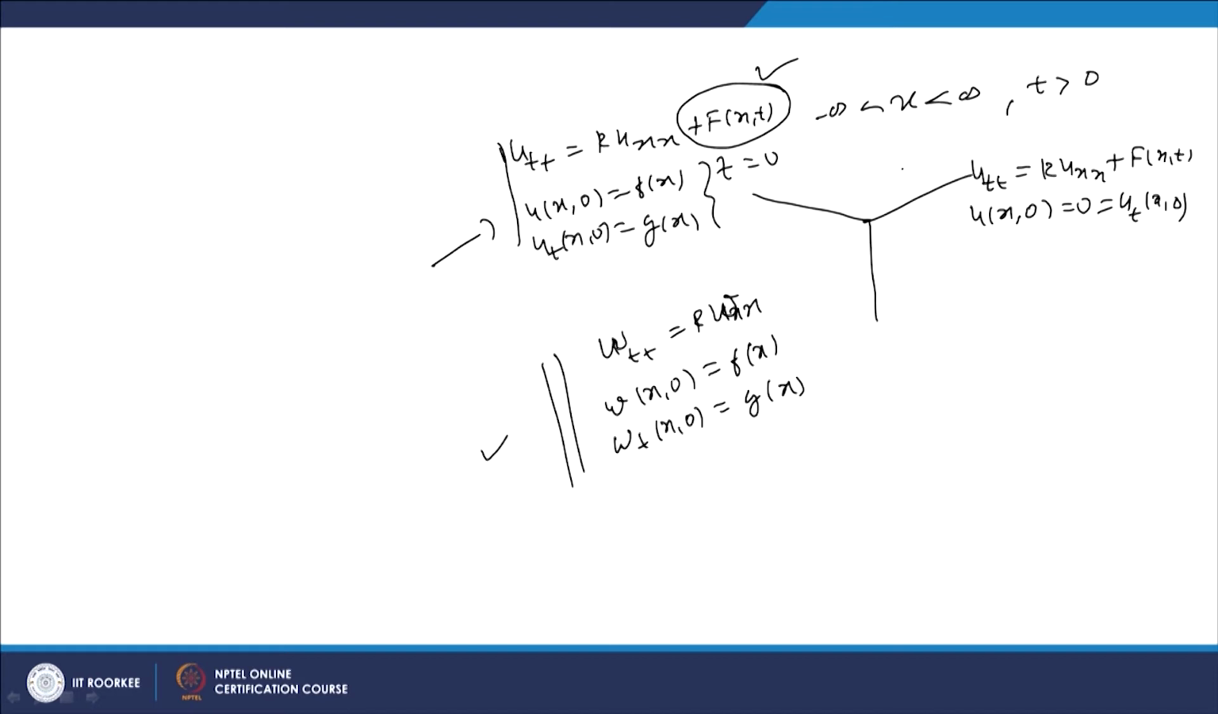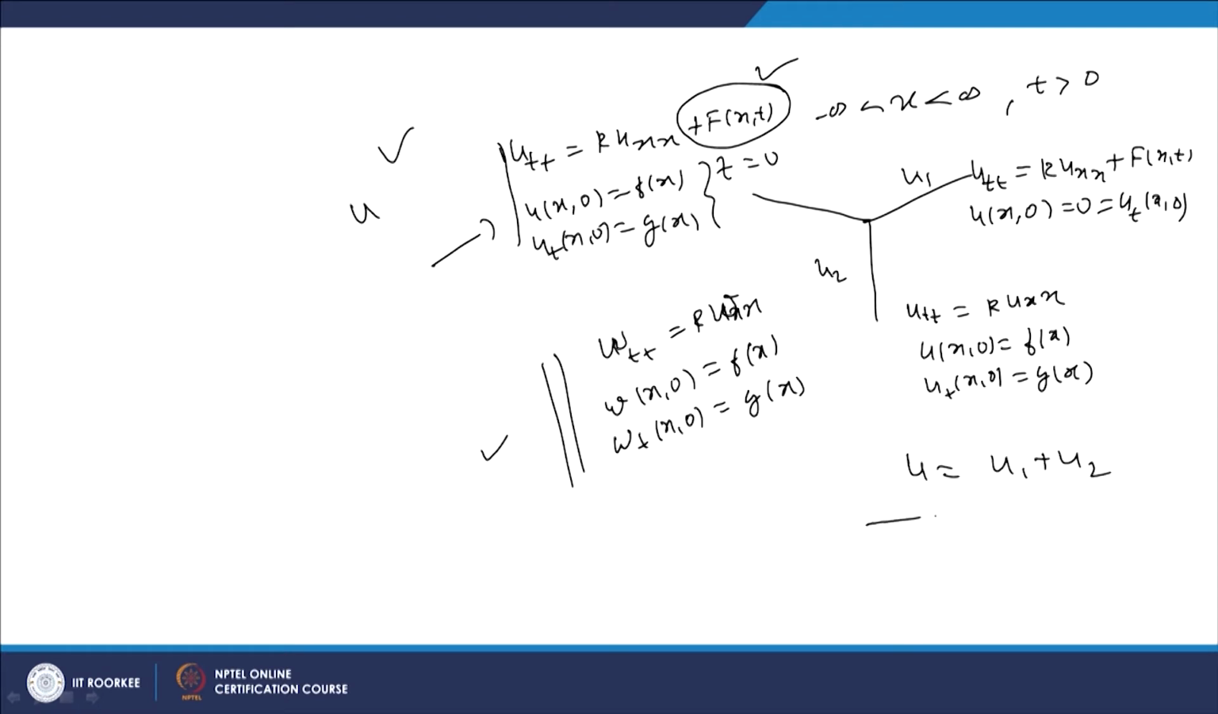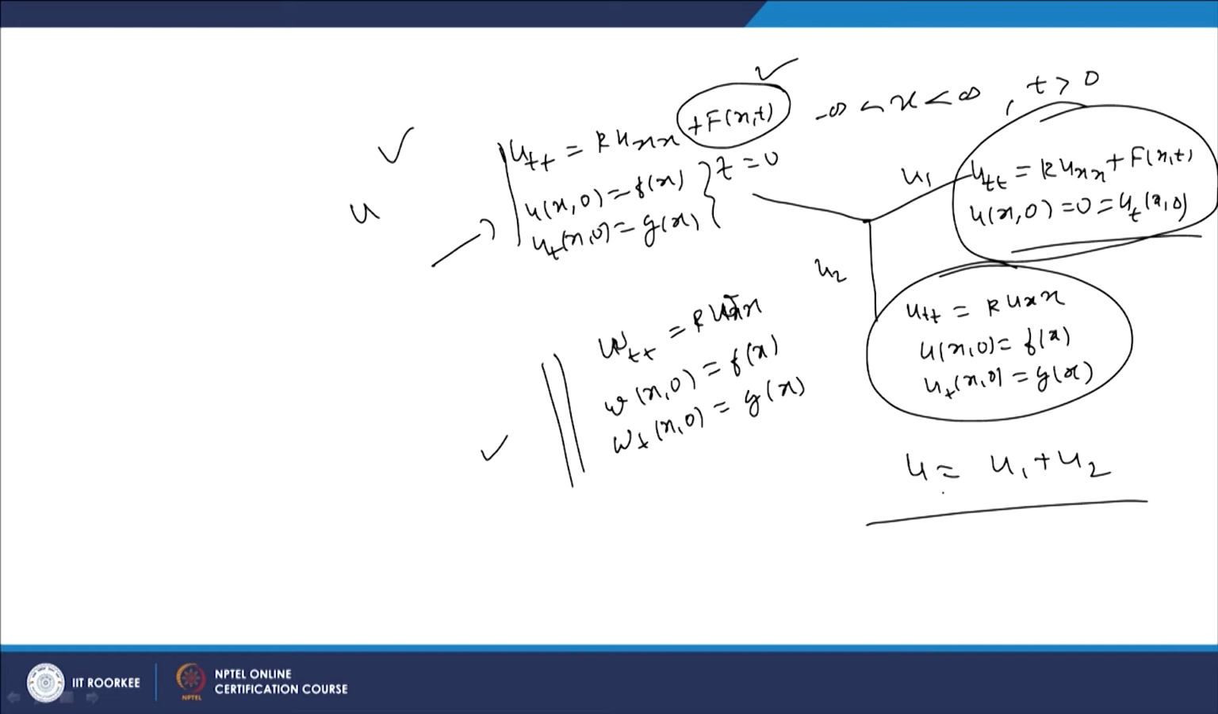and let us say that u1 satisfies this and u2 satisfies this equation, that u_tt equal to k u_xx and u(x, 0) equal to f of x and u_t(x, 0) equal to g of x. Then your original solution u, I can write as u1 plus u2. You can verify that if u1 satisfies this system, and u2 satisfies this system, then u1 plus u2 will satisfy this non-homogeneous partial differential equation with non-homogeneous initial conditions.